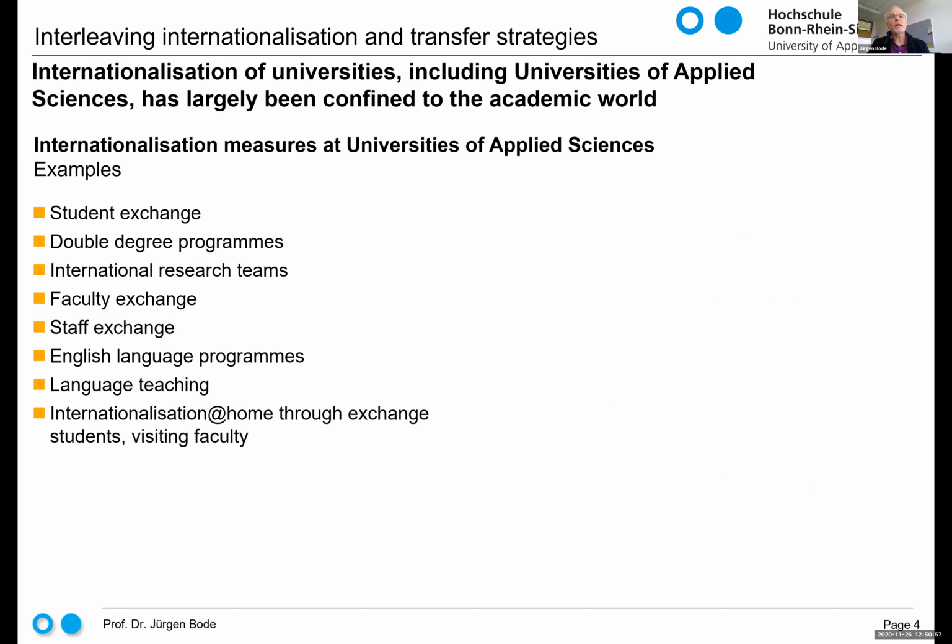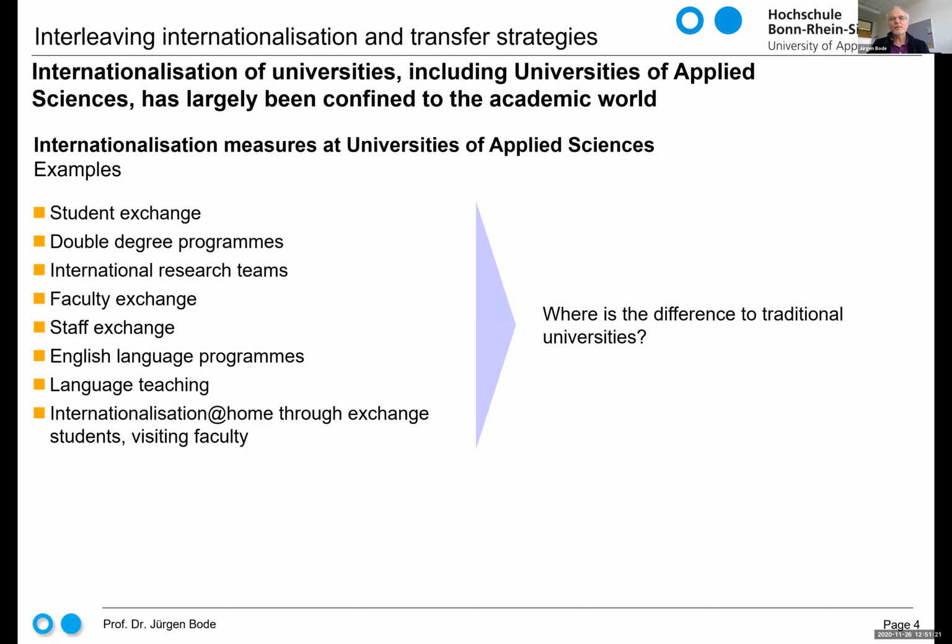Let's have a look at internationalization. If we look at the typical internationalization measures at universities of applied sciences, you see a lot of familiar terms: student exchange, double degree programs, international research teams, and so on, through to internationalization at home.